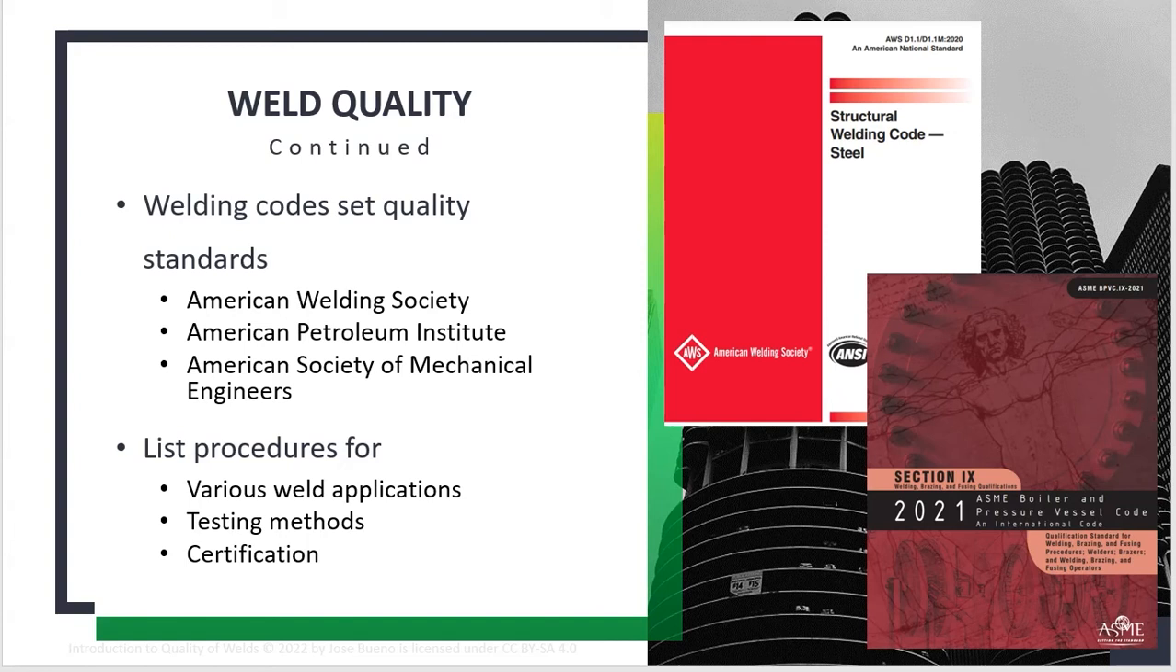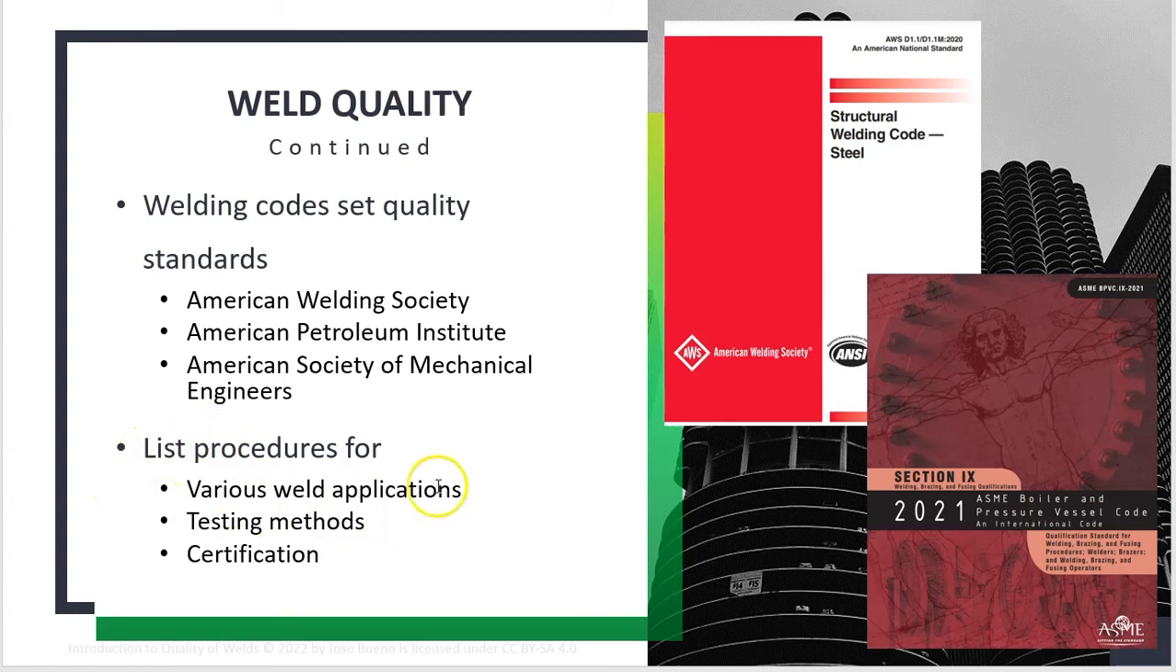Now, AWS has a long list of codes. The most popular one, especially the one that you'll be dealing with in our program, is AWS D1.1, which is known as the Structural Welding Code for carbon steel. Now, with ASME, the most popular one you'll be dealing with is Section 9. And I don't have an image here for API, but the code that we deal with mainly is API code 1104. So depending on what type of welding you want to get into for a career, there's going to be a different set of standards that dictate a high quality acceptable weld versus a poor quality rejectable weld.